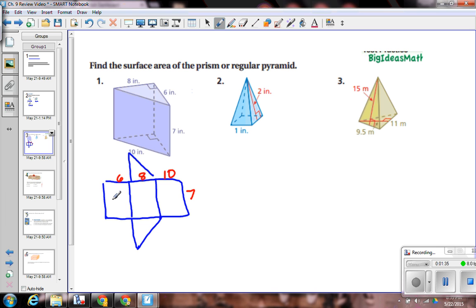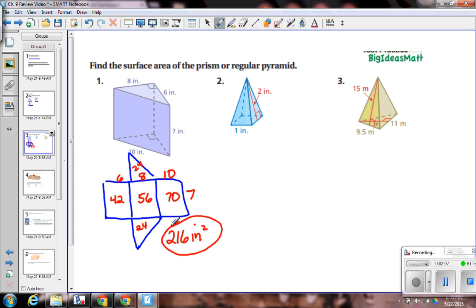Okay, so our three rectangles would be 6 times 7, 8 times 7, and 10 times 7. And then our two triangles are 6 by 8s, so 1/2 base times height means each one of them is 24. So to get the total, we would add up the 5 faces, and our total is 216 inches squared.